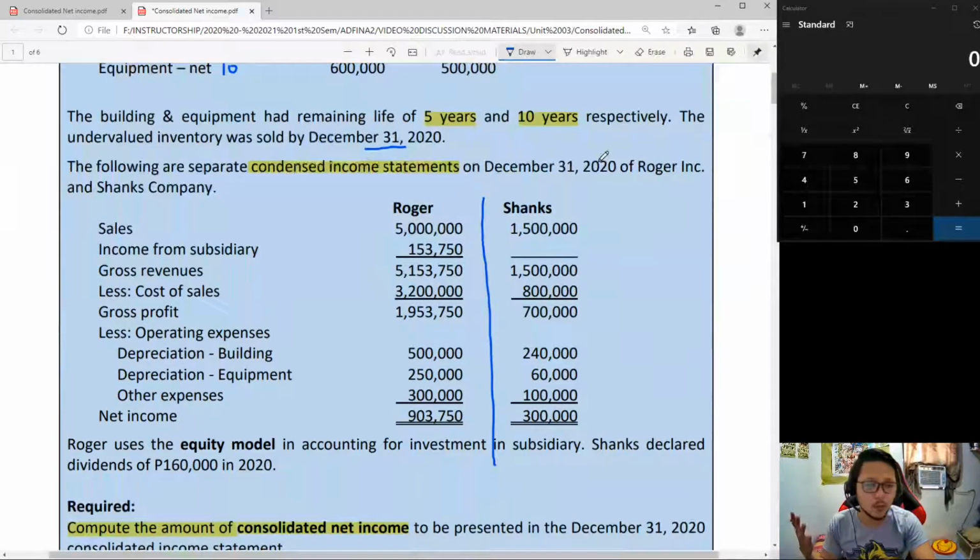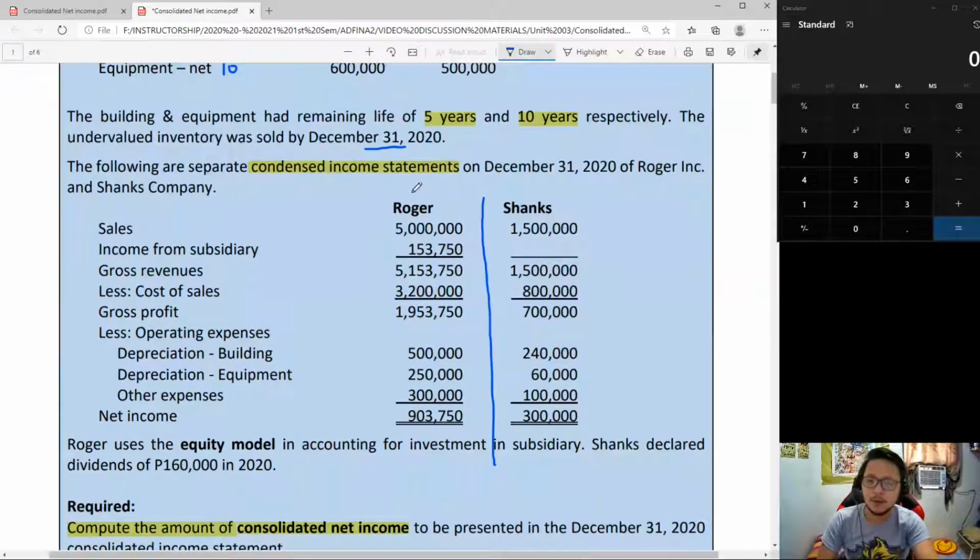It is simply for reporting purposes. So, when 2021 comes in, Roger will still continue to record his transactions separately from Shanks. Hindi po nila i-combine ang books nila. So, in every year, kailangan natin gawin ang consolidation. Okay? And every year, we will be given with two separate financial statements. Just like this. So, enough about that. Let's go to the objective of the problem.